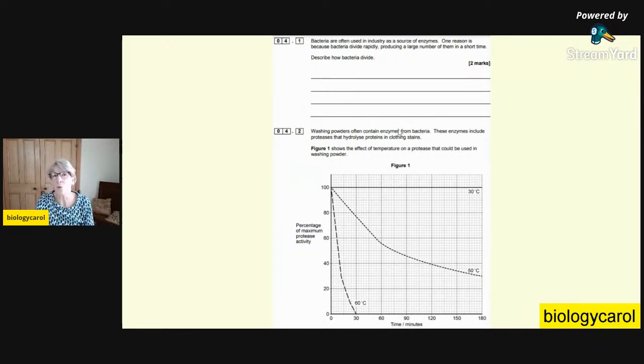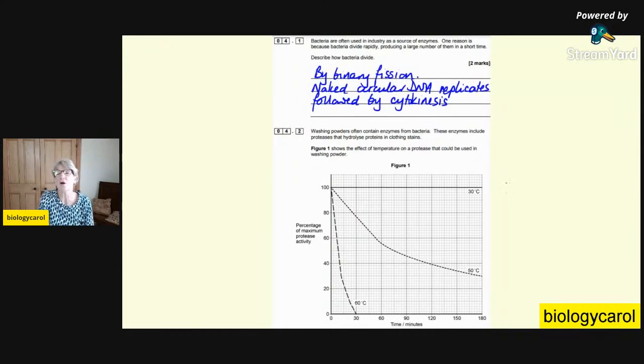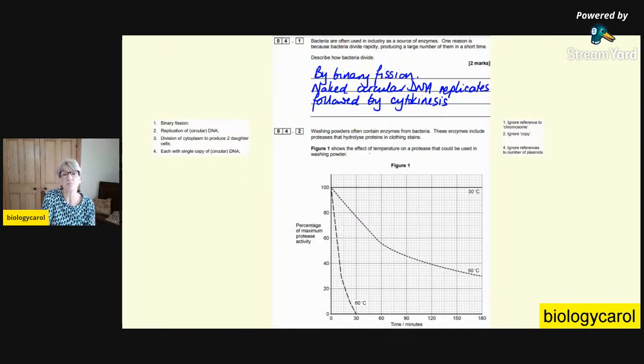Well, I know that what they are looking for, at least one of these marks, is because I'm going to say by binary fission, and I'm not going to make the mistake that it's by mitosis. Because, of course, bacteria only have one circular chromosome, and circular chromosomes can't do that dance of the chromosomes that happens in mitosis. Therefore, I've just said that the naked circular DNA replicates, followed by cytokinesis, the splitting of the cytoplasm of the cell. And here is the mark scheme.